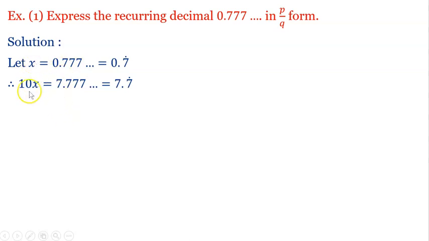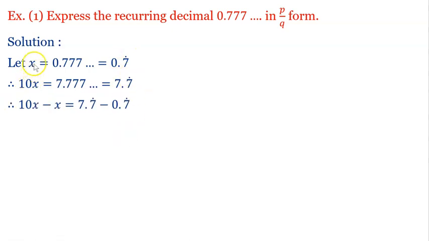Therefore 10 into x gives 10x, and if you multiply 0.777... by 10, then we will get 7.777..., that is, we shift the decimal point to the right as we are multiplying by 10, and hence you will get 7.777..., which can again be written as 7.7 with a dot. Hence here we have x equals 0.7 with a dot, and 10x equals 7.7 with a dot.